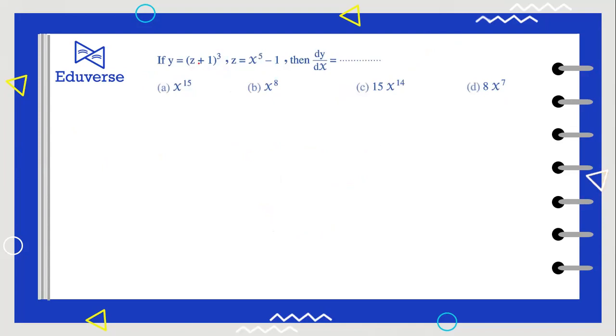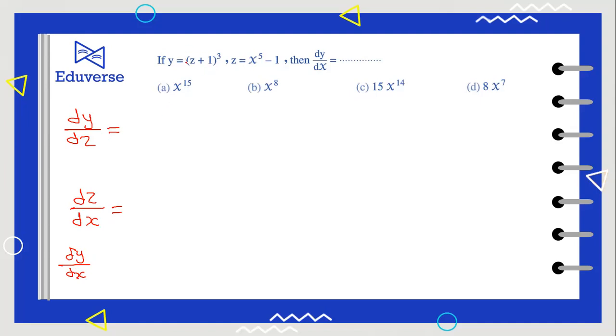If y equals (z plus 1) to the power 3, and z equals x to the power 5 minus 1, I want to find dy by dx. It's the chain rule. I want to find the derivative of y with respect to x, but I don't have an equation from y to x. I have z between them. Firstly, I must find dy by dz, and then dz by dx, and then multiply them to find dy by dx. Okay, step number 1, make a derivative.